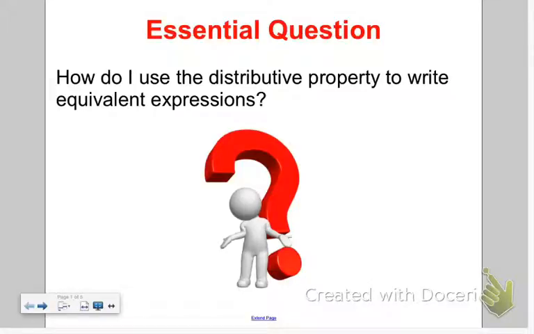In Lesson 5.8, we're going to start talking about the distributive property, and our essential question is, how do I use the distributive property to write equivalent expressions? You're probably already familiar with the associative and the commutative properties of addition and multiplication, and now we're going to introduce the distributive property, which actually includes both addition and multiplication.